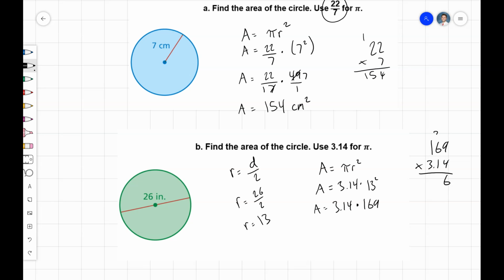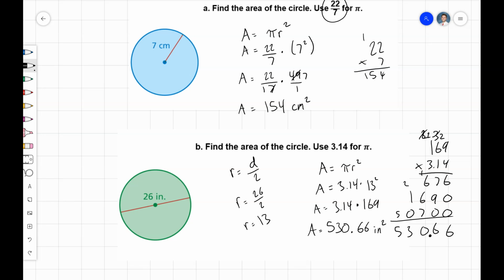4 times 9 is 36. 4 times 6 is 24, plus 3 is 27. And 4 times 1 plus 2 is 6. 1 times 9 is 9. 1 times 6 is 6. 1 times 1 is 1. 3 times 9 is 27. 3 times 6 plus 2 is 20. And 3 times 1 plus 2 is 5. So we get 530.66 for the area of this circle. And remember, that's going to be square inches.